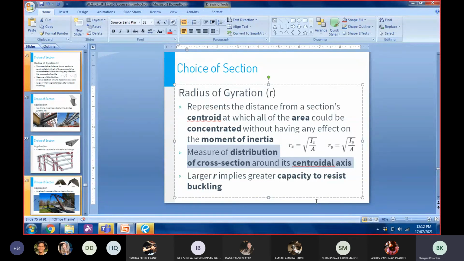Okay, we are looking at two things here. First is Z. Z is the measure of the capacity of the section to resist bending, which is related to beams. R is a measure of the capacity of a section to resist buckling, which is related to design of columns. So when we are designing beams, Z is important to us. When we are designing columns, R is important to us.